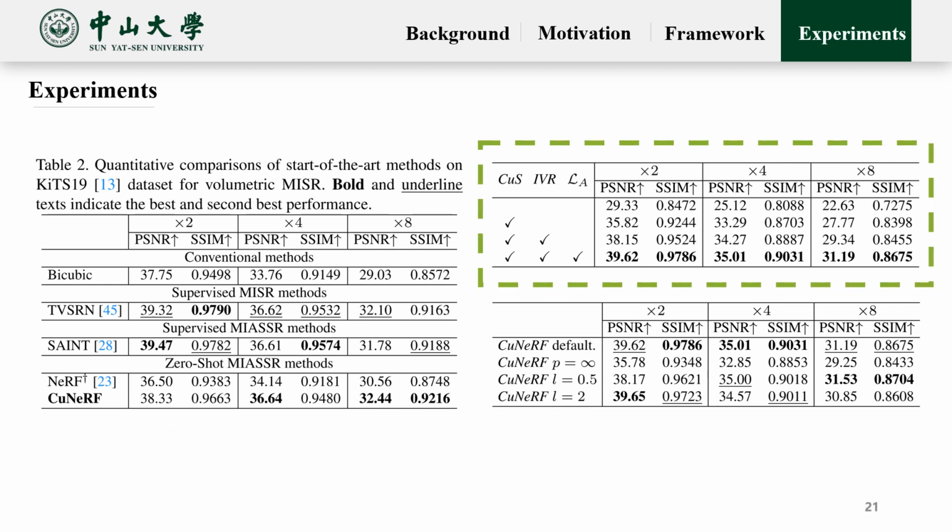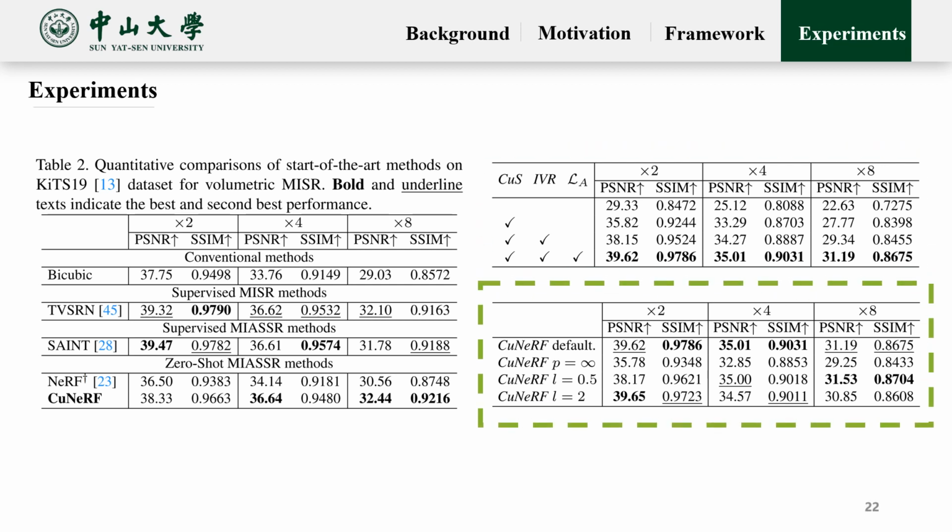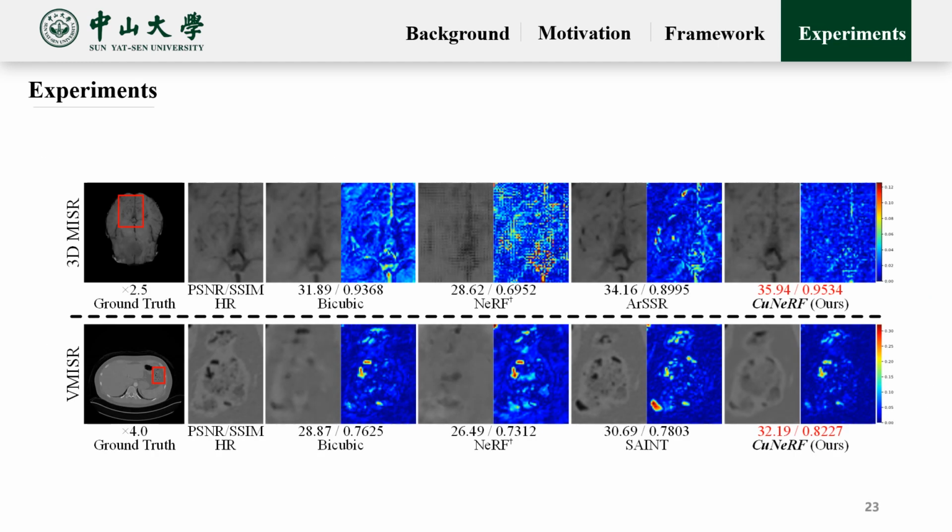The result of the ablation study demonstrates that the proposed cube-based sampling and isotropic volume rendering can significantly improve the reconstruction performance, proving the effectiveness of the proposed modules. The parametric analysis suggests our method is parameter-insensitive, with good robustness under different experimental settings. Compared to state-of-the-art methods, our CuNeRF achieves better 3D and volumetric MISR results at various upsampling factors, yielding better visual verisimilitude and reducing objectionable artifacts.